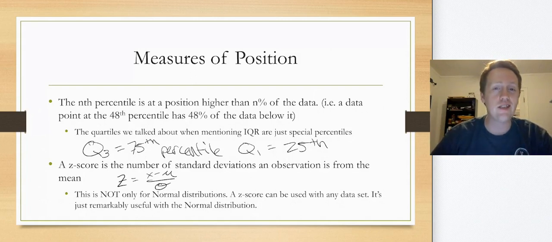Can't remember exactly how they word it or how they write it, but it's something like that. I do want to point out z-scores are not only for normal distributions. We use z-scores quite frequently with normal distributions, but you can calculate a z-score for anything because all it is is the number of standard deviations above or below the mean. That can apply to anything.